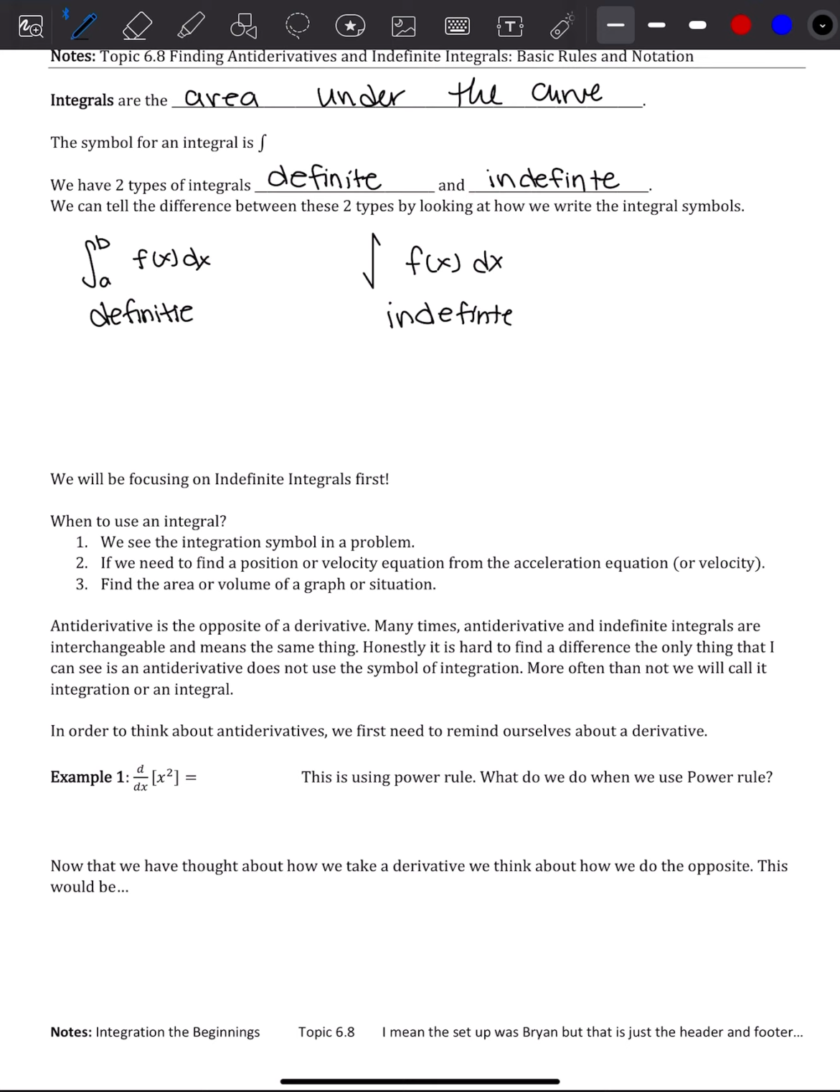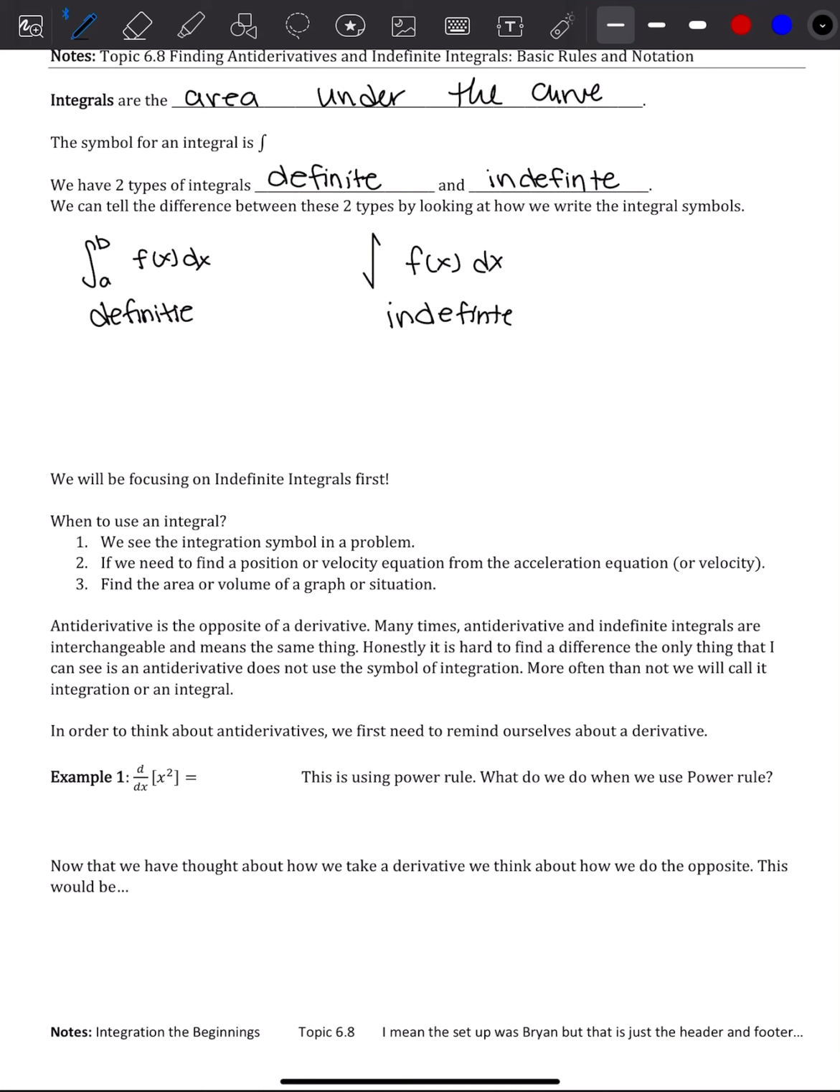And then finally, if we need to find the area or volume of a graph or situation. Areas go with integrals because they are the area under the curve or the area under a function. Volumes are something we're going to talk about in a little while that go along with this, but it's more of an application of what we're talking about rather than what we're talking about right now.